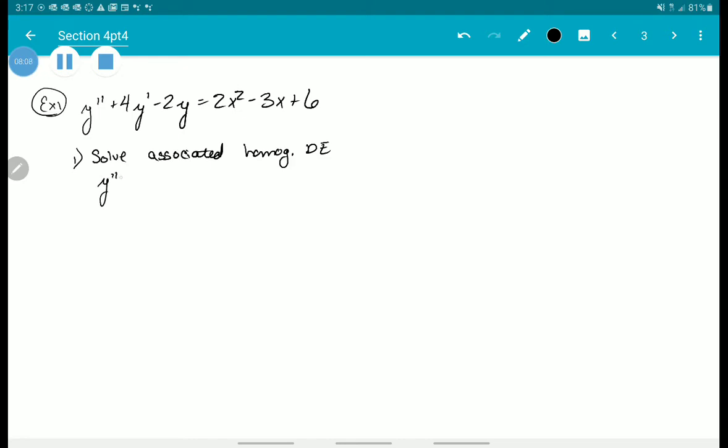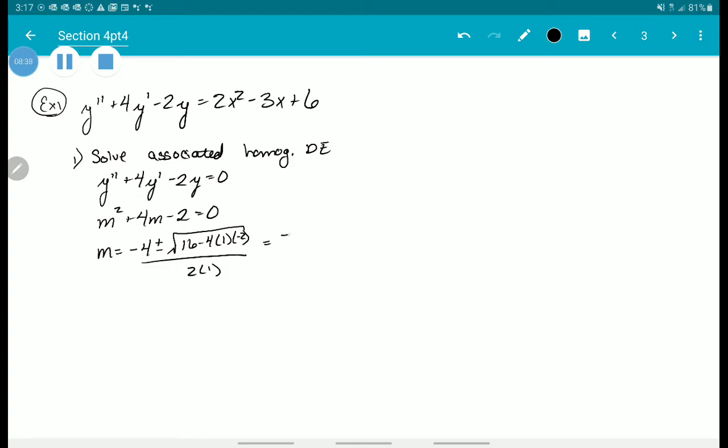So in this case, our associated homogeneous differential equation is y double prime plus 4y prime minus 2y is equal to 0. So that's going to give us m squared plus 4m minus 2 is equal to 0. We want to solve that. This one does not factor. So we're going to use the quadratic formula. So we have negative 4 plus or minus the square root of 24 over 2. 24 is the same thing as 4 times 6. So we have negative 4 plus or minus 2 square root of 6 over 2, which is negative 2 plus or minus square root of 6.